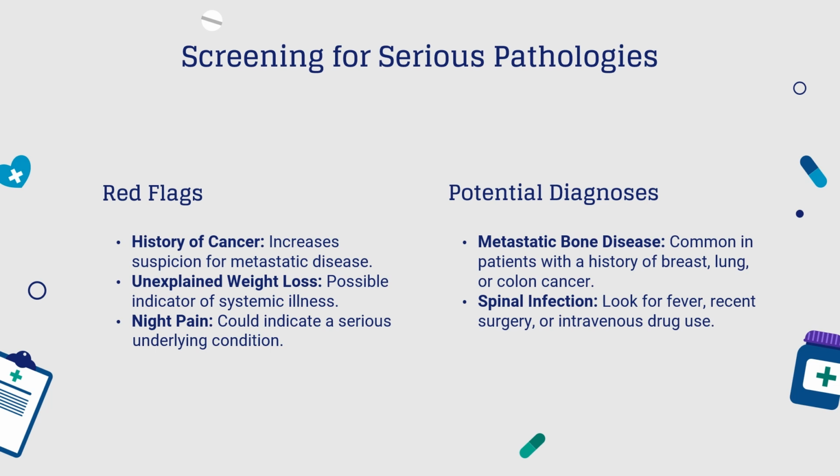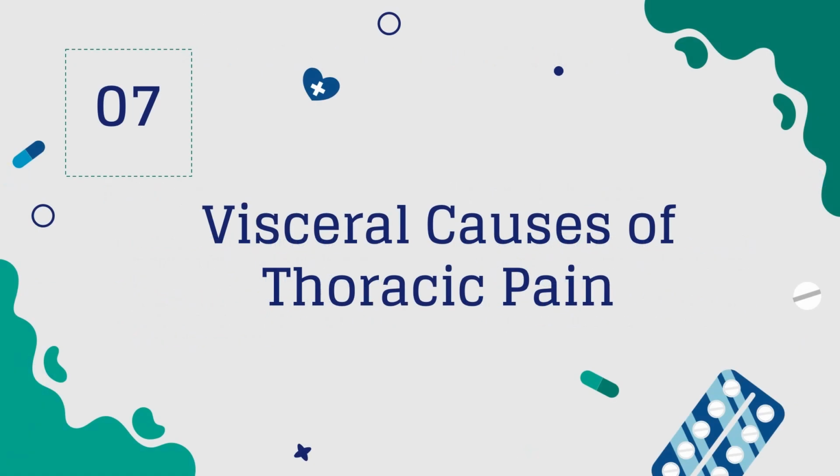Potential diagnoses: metastatic bone disease, common in patients with a history of breast, lung, or colon cancer. Spinal infection: look for fever, recent surgery, or intravenous drug use. Visceral causes of thoracic pain.